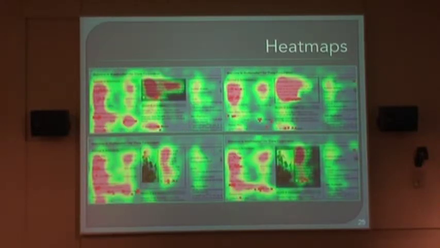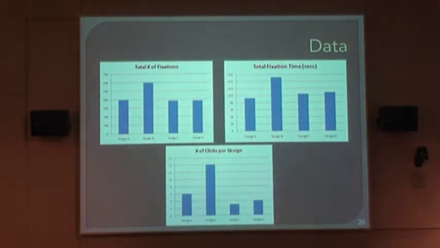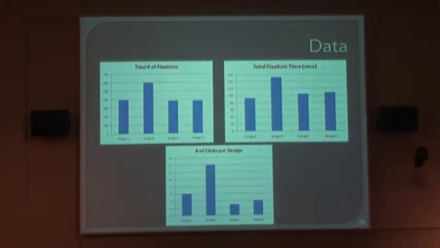The other three were relatively close. Now let me show you the actual data. Here are the several different versions: the total number of fixations, the total fixation time, and the number of clicks on each one. Sorry, I should have labeled them A, B, C, D here.